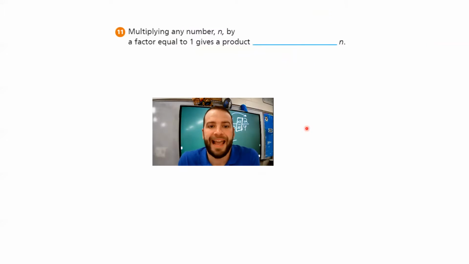Here it says multiply any number by a factor equal to 1, gives a product. All you have to do here is say an equal answer, equal product, n equals n, anything like that. It stays the same, right? Stays the same. So just put equals here.